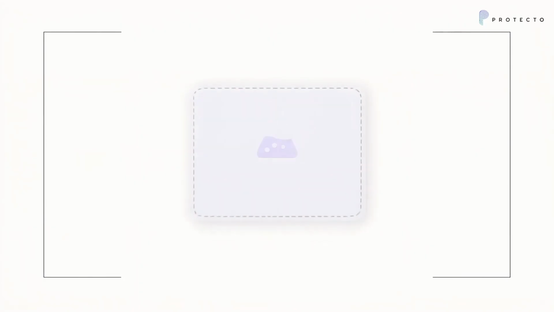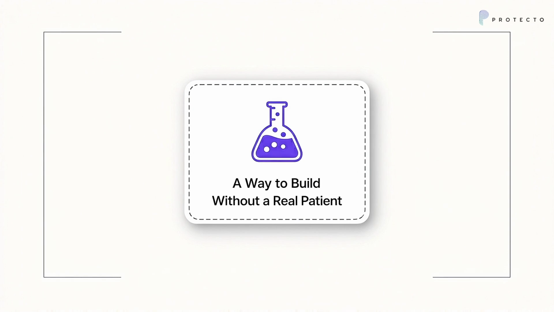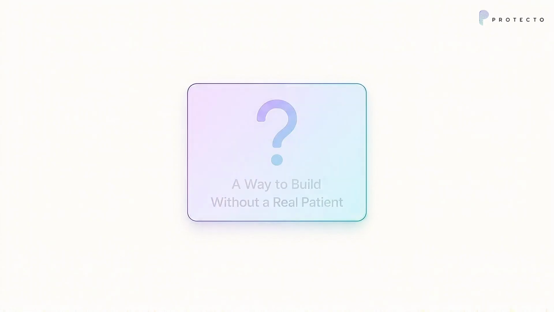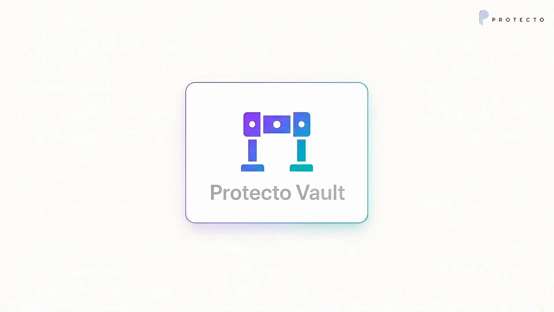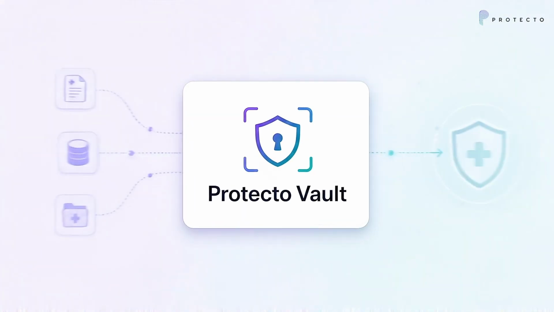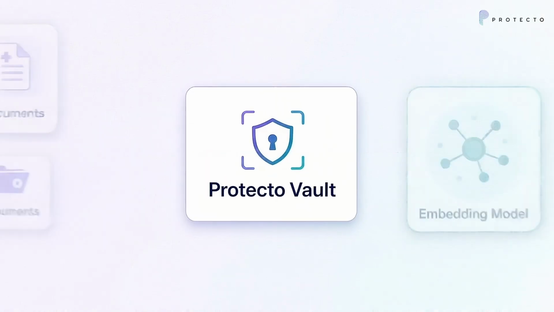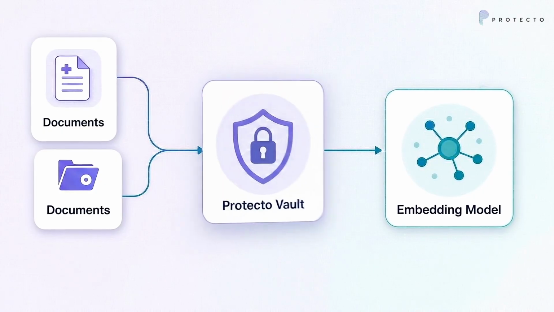What healthcare teams actually need is a way to build and test the assistant without ever handing the workshop a real patient. That's the exact architecture Protecto Vault runs on, and it starts with a decision that sounds too simple to work. Point 4. Protecto Vault sits in front of the pipeline before any document reaches the embedding model.